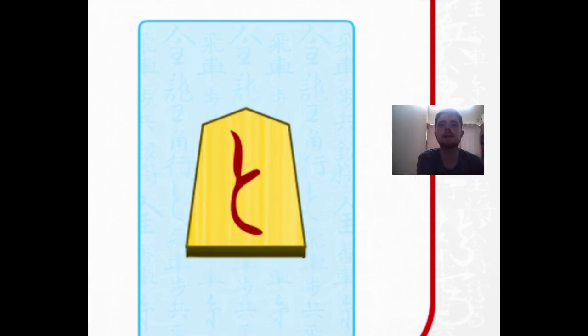Okay, so this piece is the promoted pawn, known as tokin. And they have the same moves as the gold general. They gain a much wider range of movement. Cool. Alright. Let's look at the next piece.